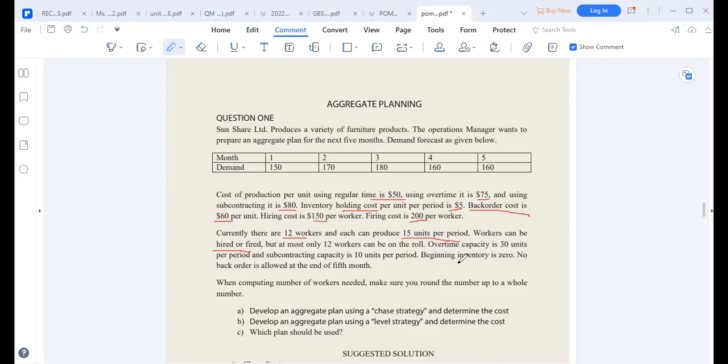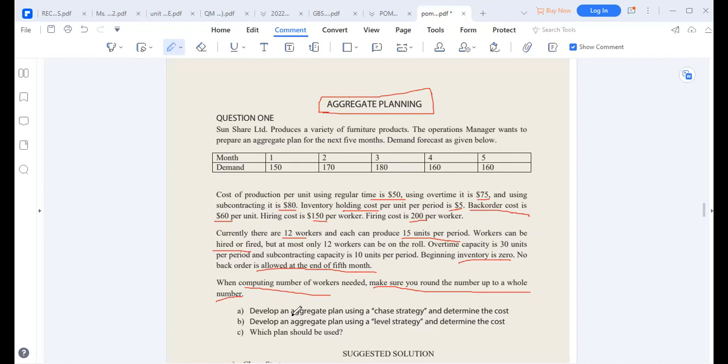Beginning inventory is 0, which is opening stock. No back order is allowed at the end of the 5th month, meaning we shouldn't have a situation where we have stock-out units at the end of the month, or the 5th month. Then when you're computing the number of workers needed, make sure you round up to the whole number. So we should just make sure that we have a whole number as we do this kind of computation. So these are the cardinal points that are supposed to be considered.